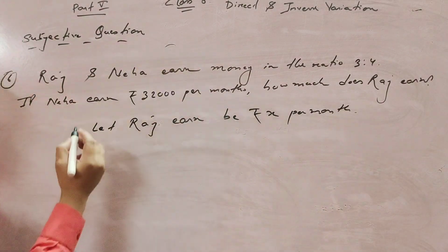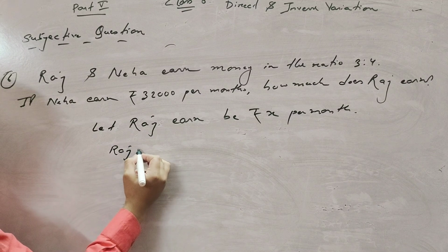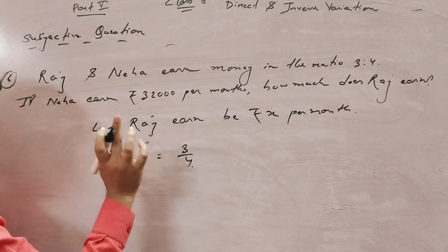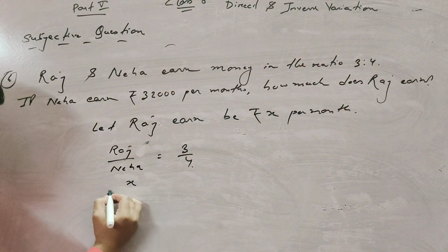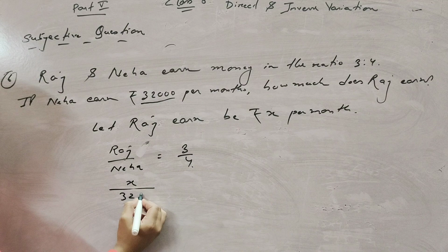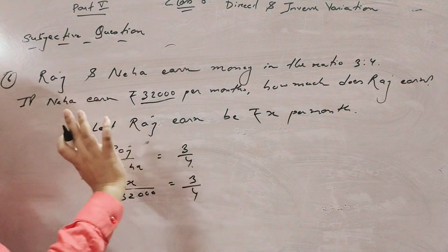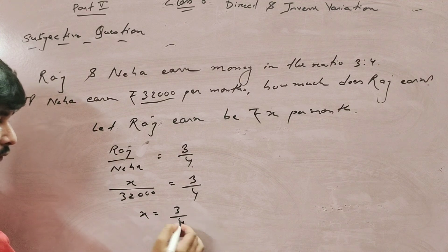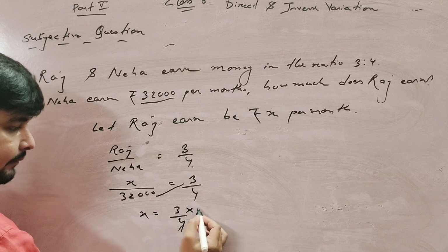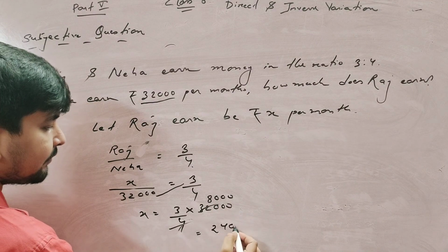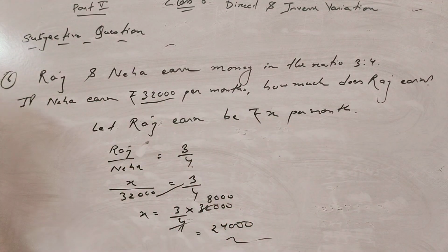Clear? So question is already given. Raj upon Neha equals to what? 3 upon 4. So in place of Raj we write down X, because we take the Raj salary as X rupees and Neha salary is given what? 32,000 rupees. Clear? So when you cross multiply, the X equals 3 upon 4 into 32, so the salary of Raj is 24,000. Clear? Note.